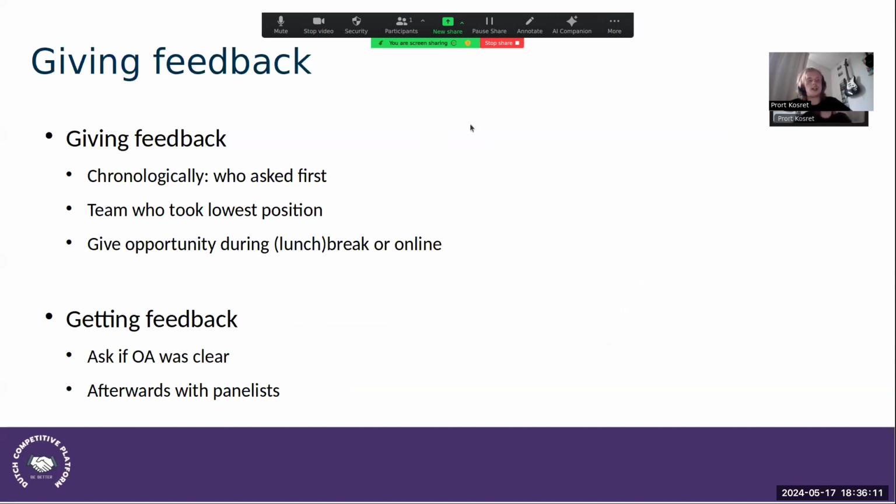Now, giving and getting feedback. So how do you do this as a chair? What you should do is always give feedback chronologically. So if someone asks first, you should give them feedback first. This is like first come, first served.